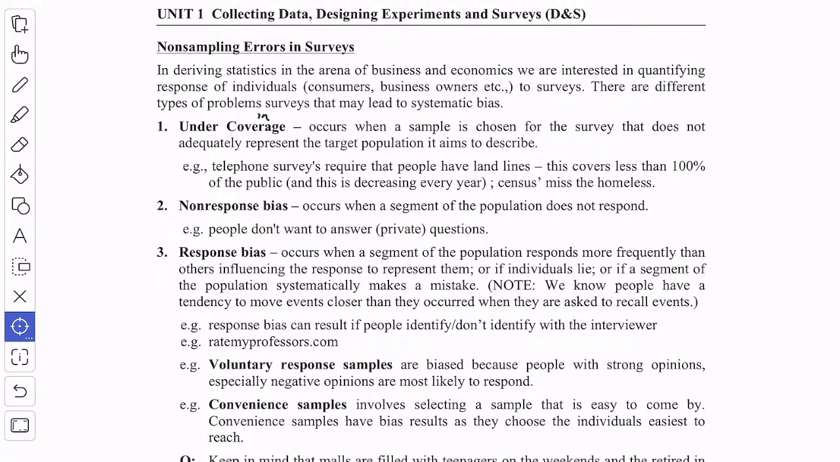So anyway, these are very close together. It depends how I explain them. I'll have to listen to the video and see if I distinguish between them well enough, but you can let me know. So response bias occurs when a segment of the population responds more frequently than others, influencing the response to represent them, or if an individual lies in a systematic way, or they systematically make a mistake. So it turns out people are pretty bad at statistics and pretty bad at guessing what the likelihood of things are, their likelihood to make certain decisions, and so they could systematically make a mistake in the same way.